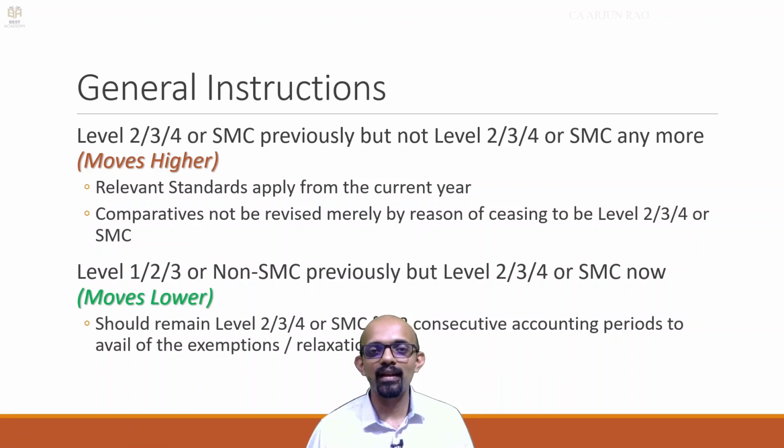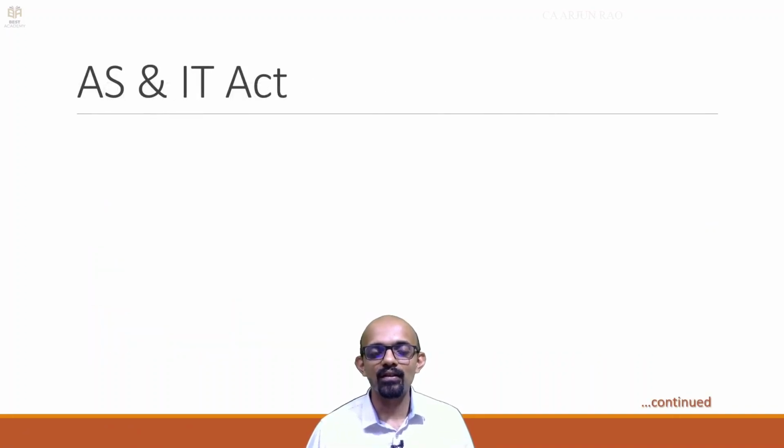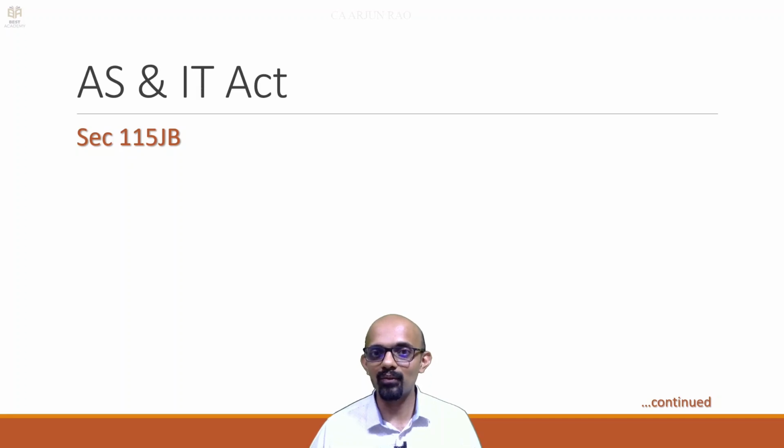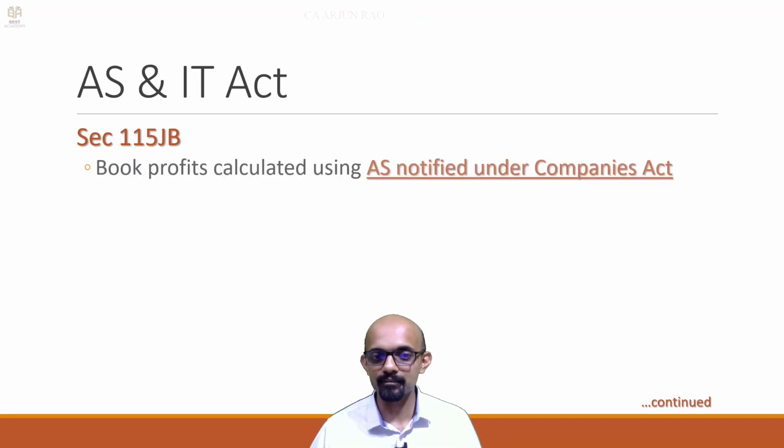So, let us now proceed to the next section, that is accounting standards in the context of the Income Tax Act. We know there are 27 effective accounting standards. Should you follow them when you prepare your return of total income? In some cases, yes. Suppose section 115JB is applicable, the book profits are calculated using these 27 accounting standards. Or in the case of SMC, whatever standards are applicable.